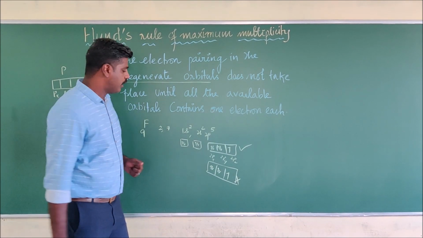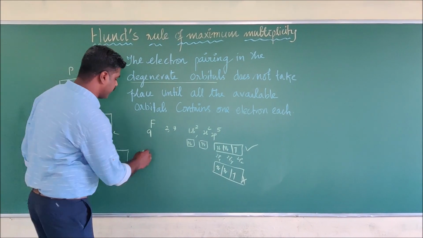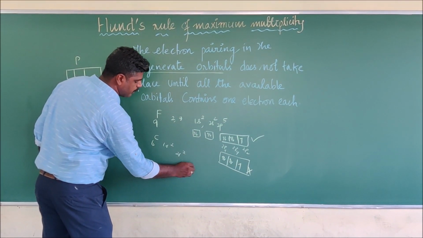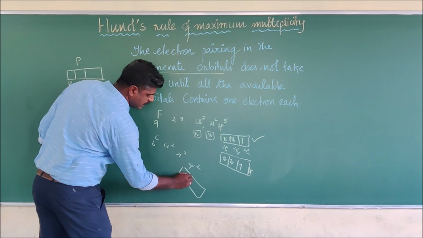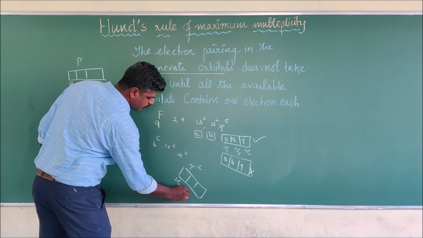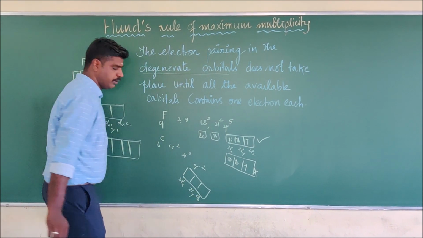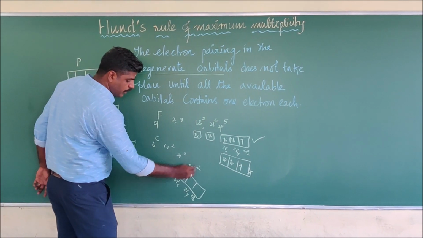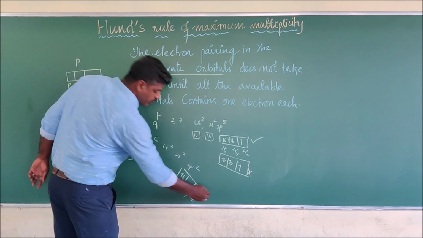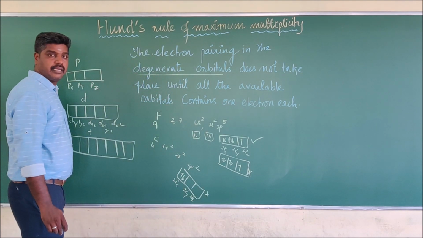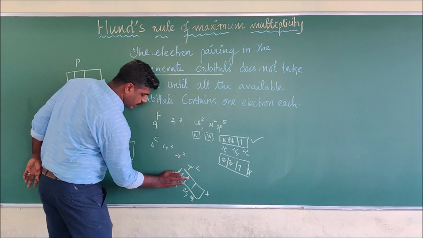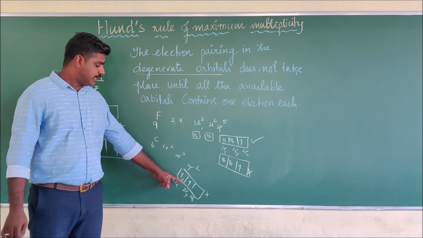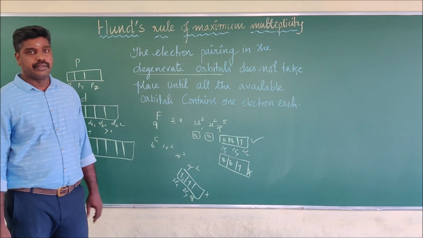For example, take a carbon atom whose atomic number is 6: 1s2, 2s2, 2p2. This is the degenerate set: 2px, 2py, 2pz. We have to fill these 2 electrons in these orbitals. You should not fill like this; this is a wrong method. According to Hund's rule, the electrons should be filled first singly, then paired. This is the correct method for filling electrons in an orbital.